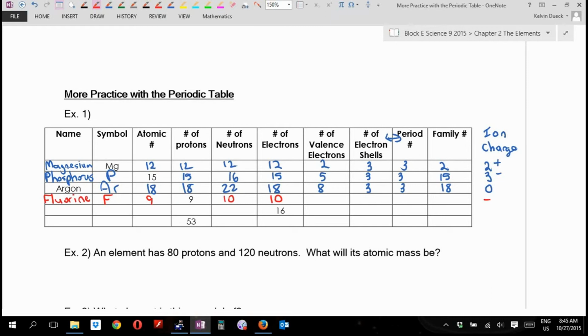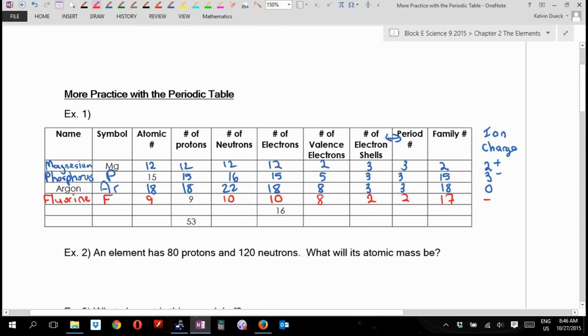Okay. How many valence electrons? Well, because this one is an ion, normally fluorine would have, count across, 7, but it's gained an electron. How many valence electrons does this have? It's got a full shell of 8. How many electron shells? 2. What period? Also 2. Family number 17.